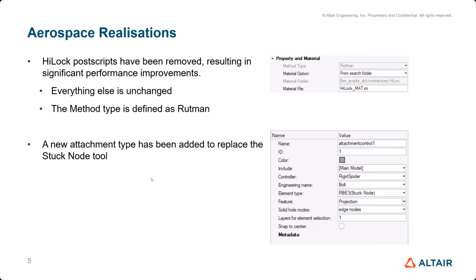Also, we have an attachment type that replaces the stack node tool. As you can see in the second image, we can define an attachment that realizes a rigid spider with an element type of RB3 stack node, and it is using a projection feature to realize the attachment.